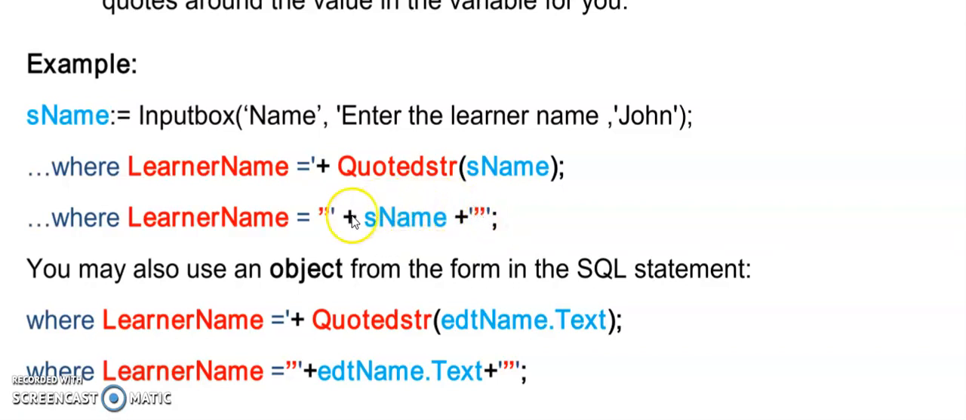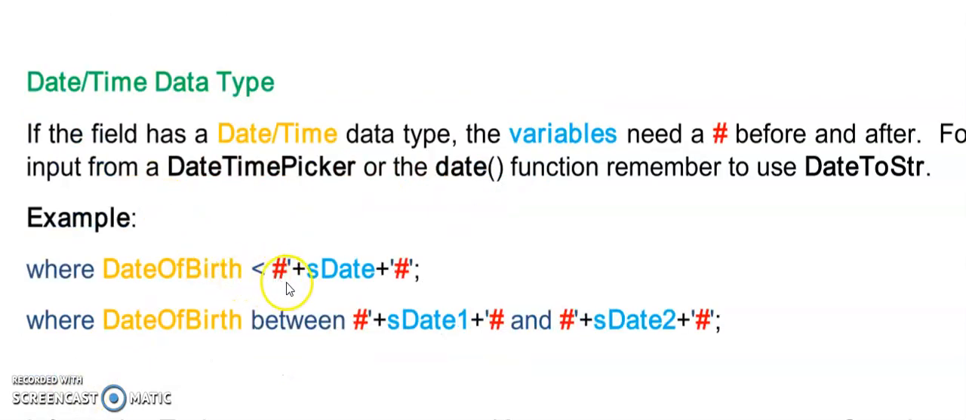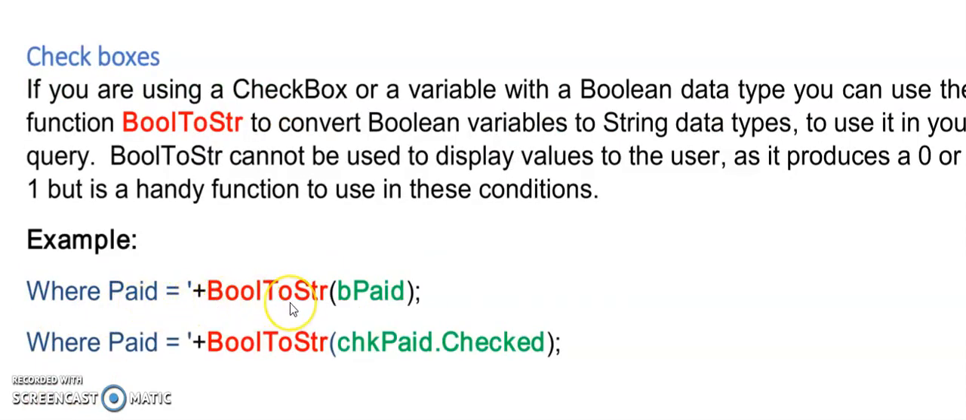Or instead of doing that, I can use a function called QuotedStr. And QuotedStr would place the quotes for me around whatever the user entered as his name. For date time, you just still need to remember to add your hashes as part of your hard code, the code that appears in blue, and add your variable that you have stored there as a string. For Boolean input, we can use BoolToStr.